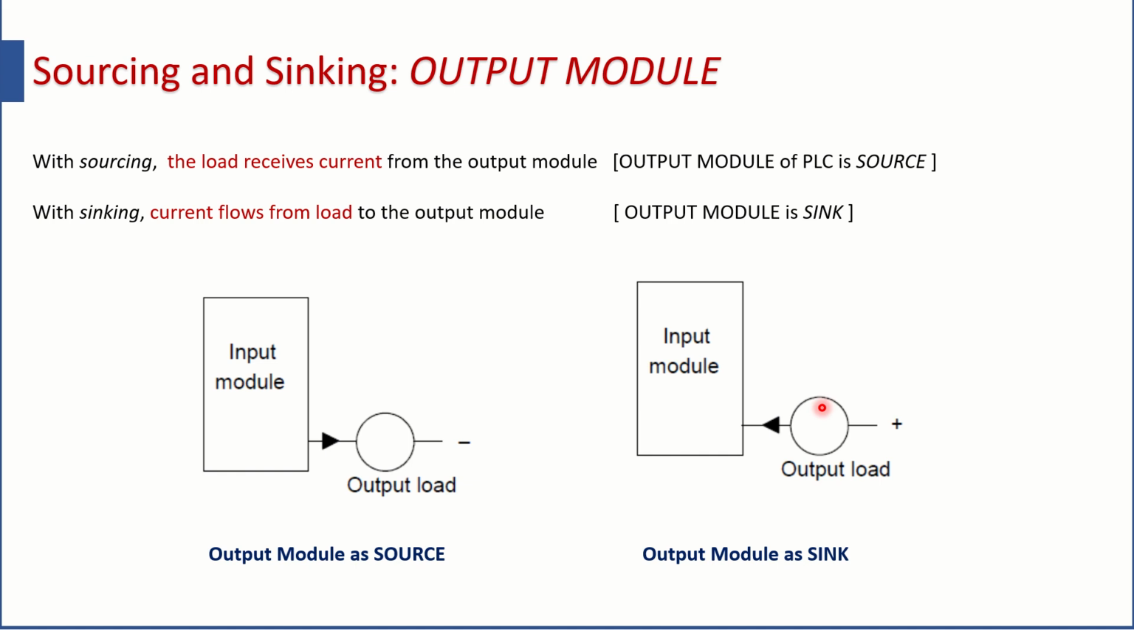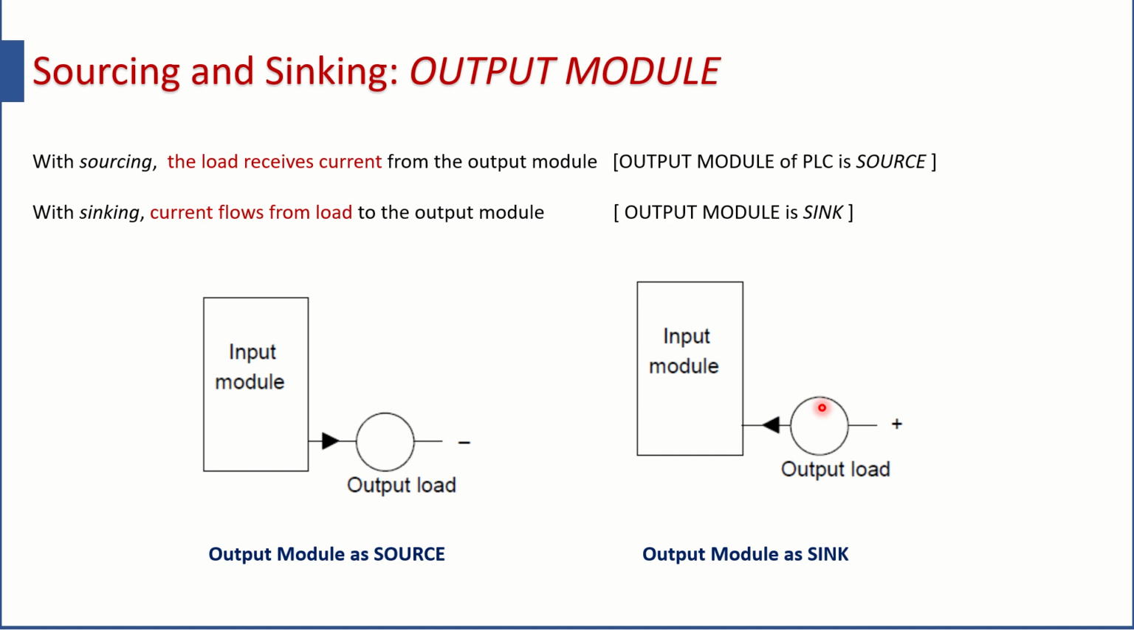Now you may ask one question, which one we should use? You should use according to the sensor that is available, or according to the sensor that has to be applied. The sensors, whatever sensors you are using, can be either sourcing type or sinking type. So it is the application demand which will ultimately decide, and accordingly you must try to find the PLC.